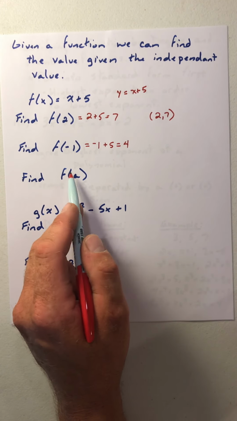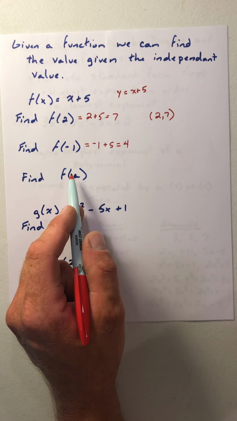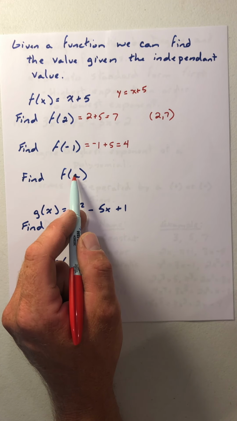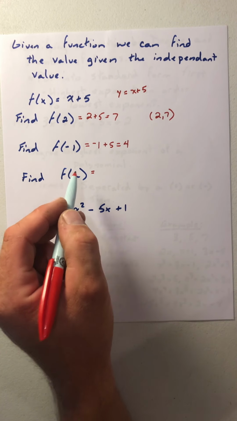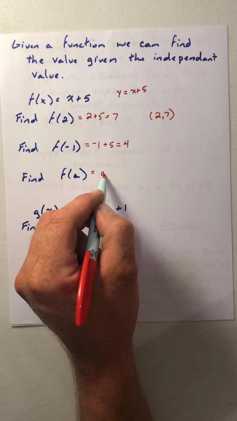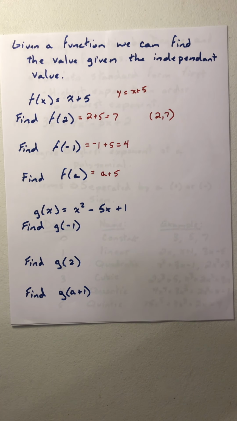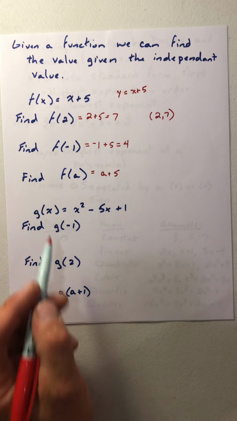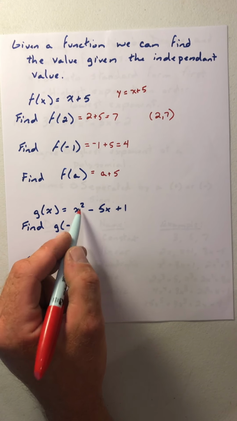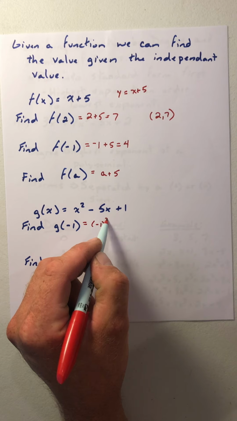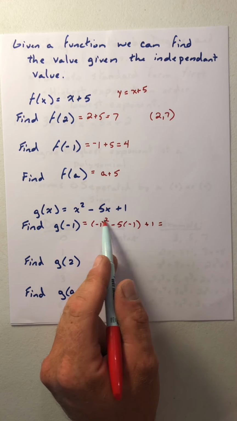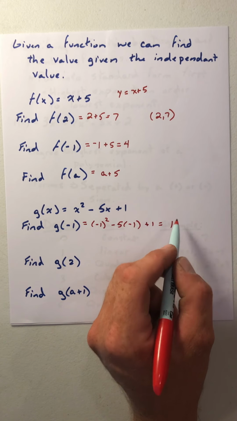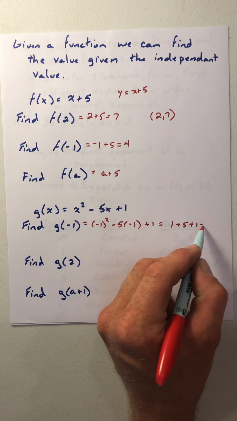Now this is a kind of a fun one. This is really where Algebra 2 is going to play. F of a. Well, this tells us wherever we see an x, we're replacing it with a. So in this case, we're taking a plus 5. We can't do anything with that, so we're done. And we can do this with any kind of function that we want. So g of negative 1, I can plug in that negative 1. Negative 1 squared minus 5 times negative 1 plus 1. Negative 1 squared is 1. Negative 5 times negative 1 is positive 5 plus 1 gives us 7.